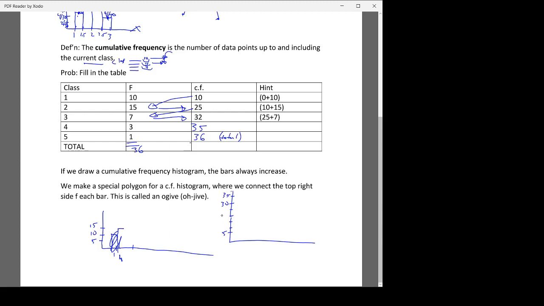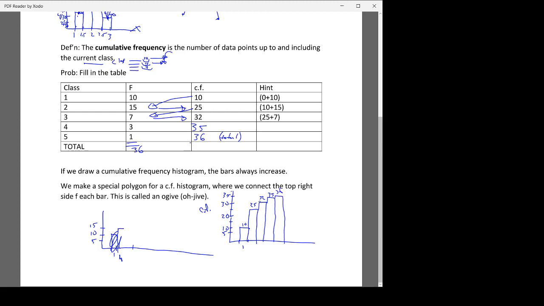35, 20, 10. And then our first class, right here, had 10. This is cumulative frequency now. So I had 10, and our second class will have 25 because it adds together everything. Then our third class will be 32. Then the next one will be 35. And then our next one will be 36, just a little more. That's what always happens. They always taper off as you go.